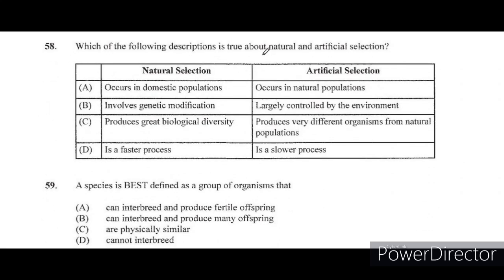58. Which of the following descriptions is true about natural and artificial selection? Occurs in domestic populations, occurs in natural populations, involves genetic modification, largely controlled by the environment. No, that's not for artificial. If these were switched, probably B would be the answer. Produces great biological diversity, or produces a very different organism from natural populations. C.